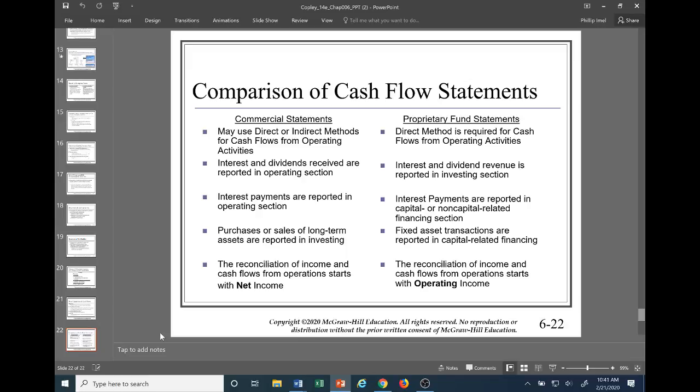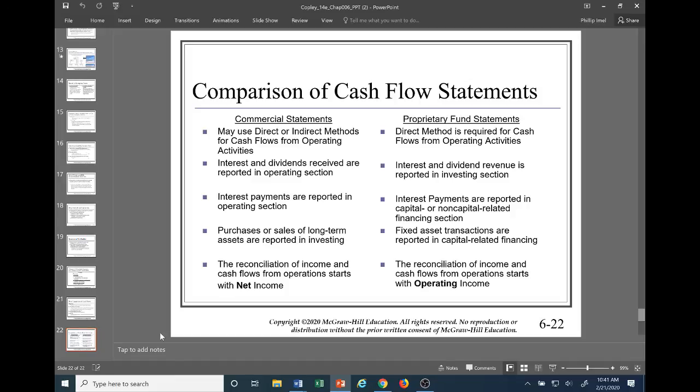If you use the direct method, you have to attach a schedule of reconciliation of net income to cash flows from operations. If you use the indirect method, then you have to provide a schedule showing your income taxes and interest. So that's the difference there. We have that option on commercial for the operating section, because remember, investing and financing are built the same. But you have the option on the operating section.